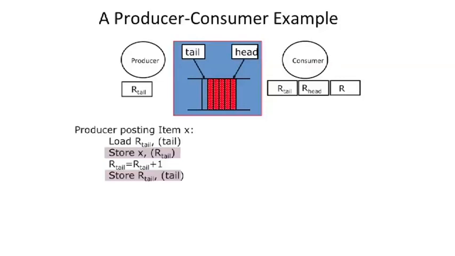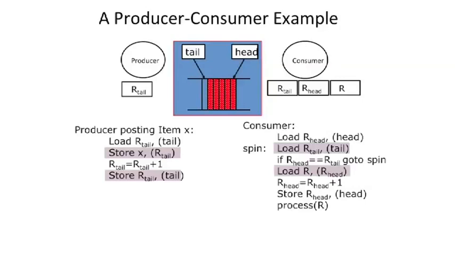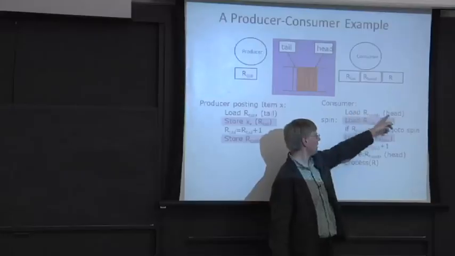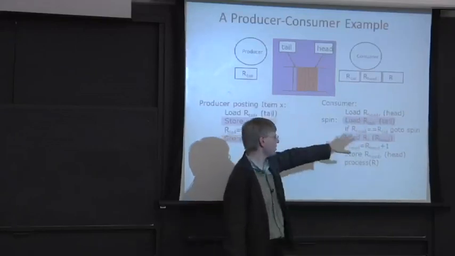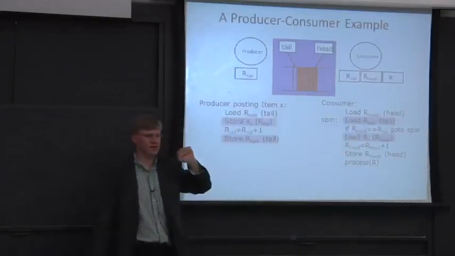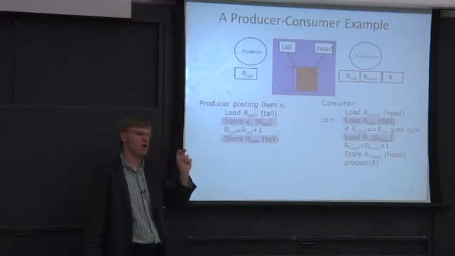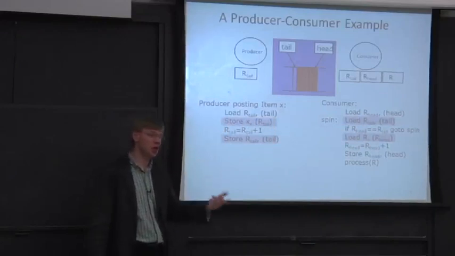Let's look at what the consumer does. The consumer loads the head. And the first thing it's really going to do here is try to figure out if the head equals the tail, because that will mean that the queue is empty and it just needs to block.